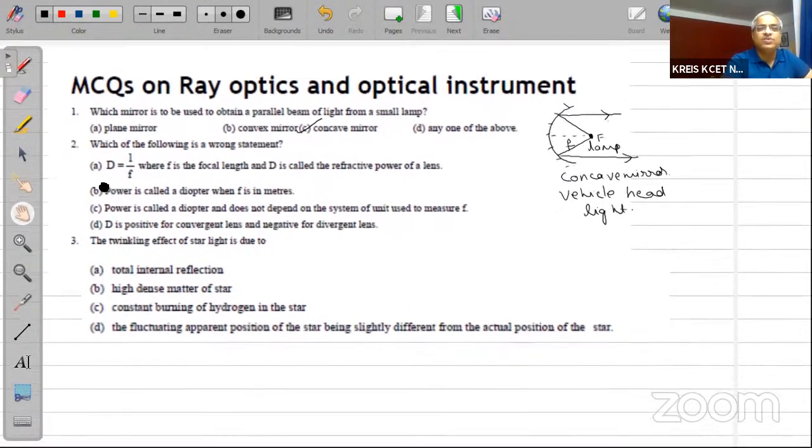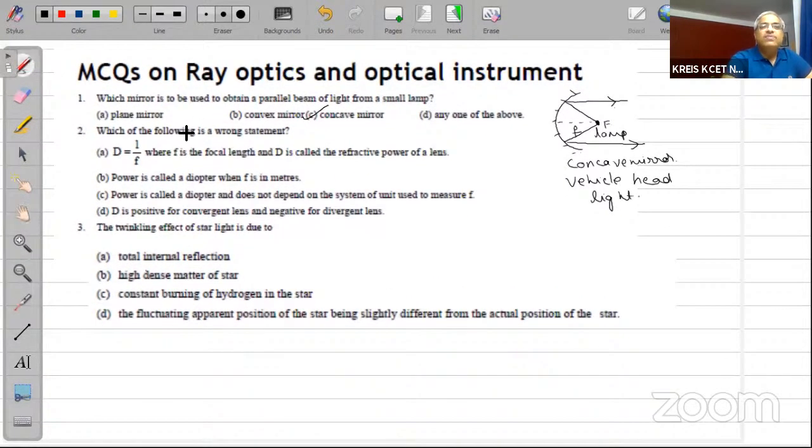Very easy question. Which of the following is a wrong statement? When it says wrong statement, you have to be a little careful. You have to choose the wrong statement. Wrong statement should be your choice, not the right statement. Okay? Let us look at the first. D is equal to 1 by f, where f is the focal length and D is called the refractive power of a lens.